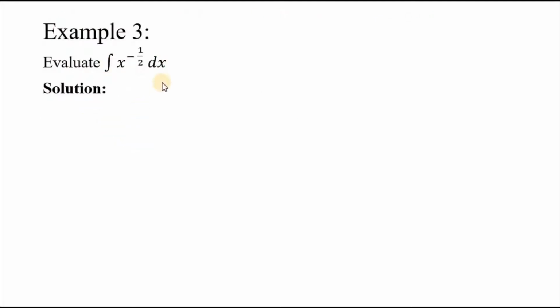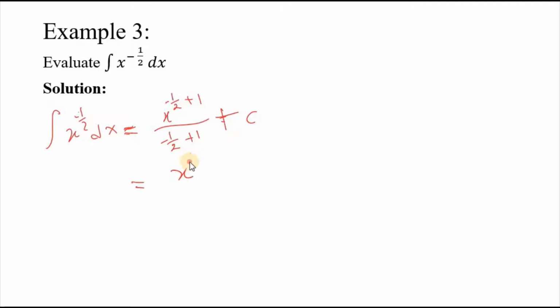Let's do another example. We want to evaluate the integral of x to the -1/2 dx. The formula says that I should add 1 to the exponent and divide by the new exponent. So that is x to the -1/2 plus 1 over -1/2 plus 1, plus c, don't forget plus c, which is equal to x to the 1/2 over 1/2 plus c.